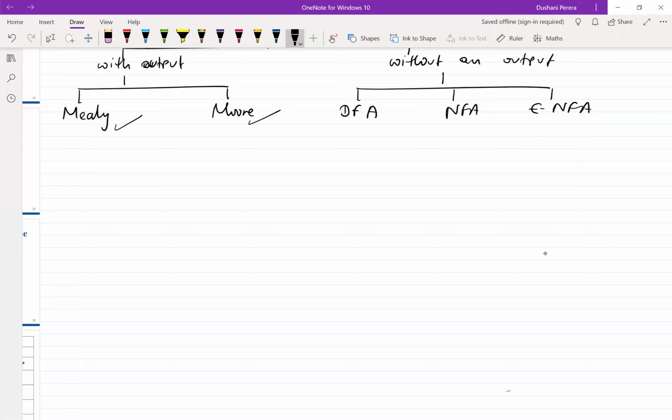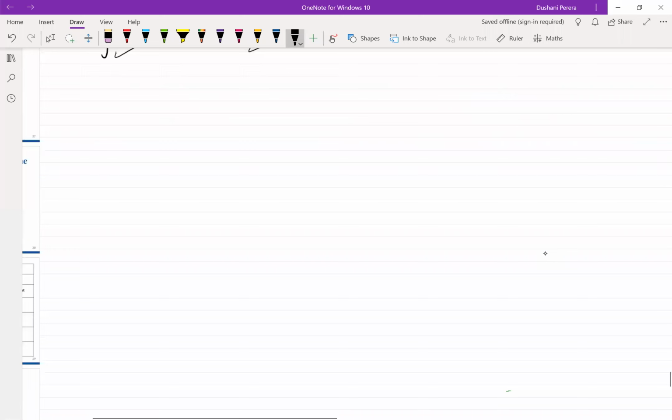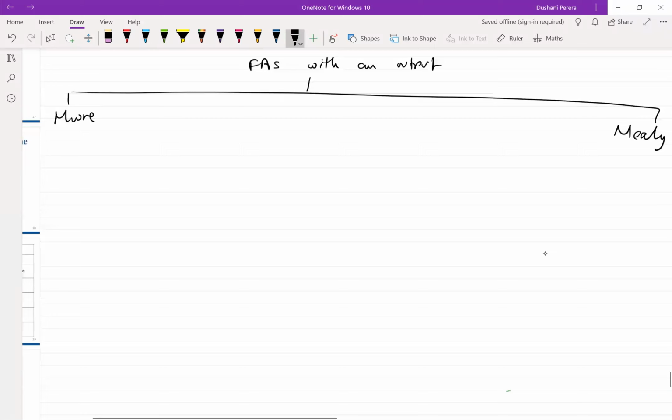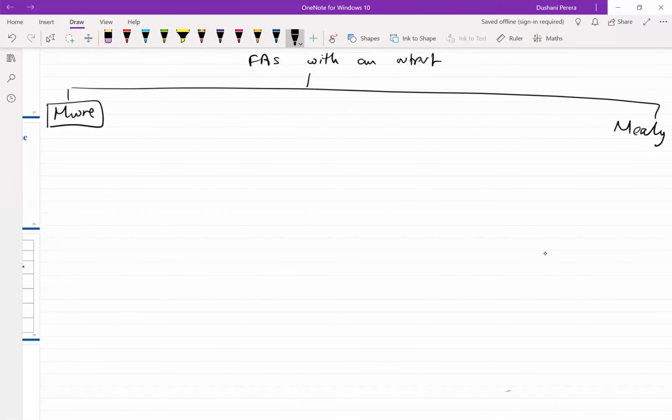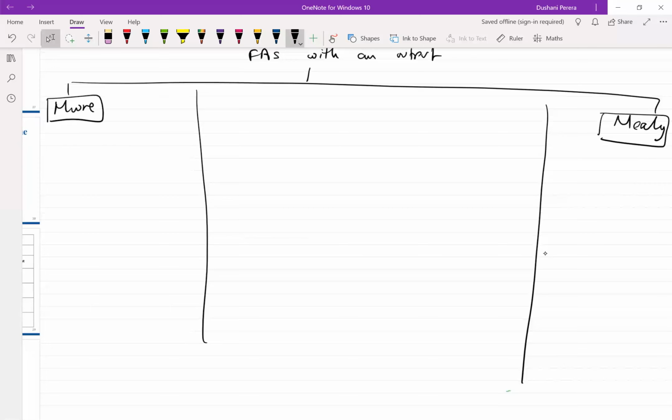Remember, they will be producing an output, meaning that there will be something printed. The ones we have are the Moore machine and the Mealy machine. So remember how their definition goes. Their definition goes like this.